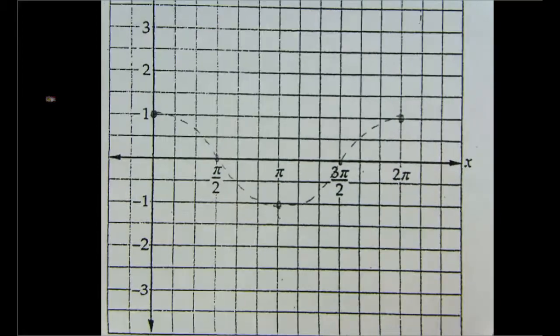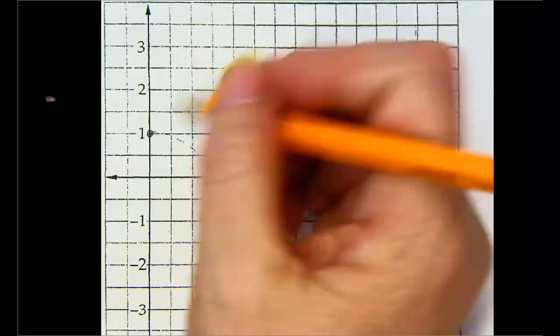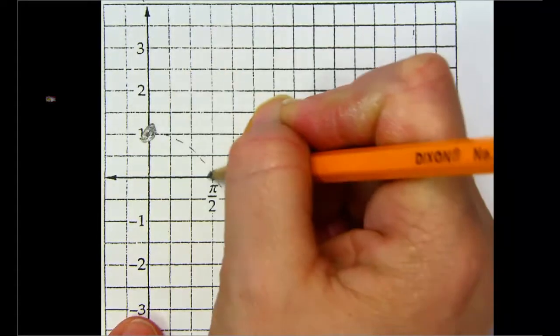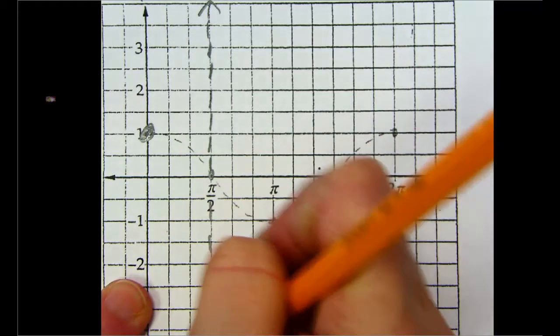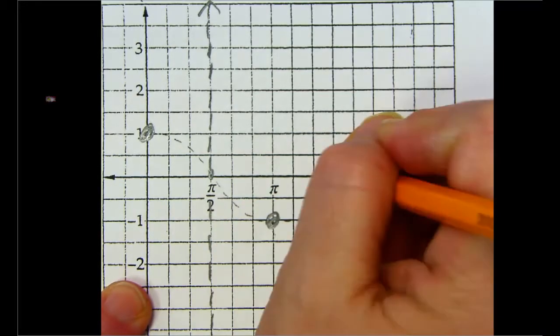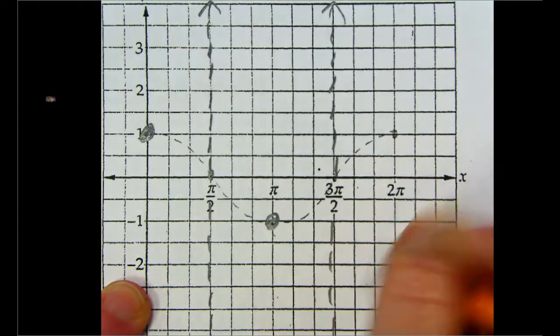So here's our parent cosine graph. To graph its reciprocal, we do the same thing. The reciprocal of 1 stays 1. The reciprocal of 0 is undefined, so I draw an asymptote. The reciprocal of -1 is -1. 0 becomes an asymptote, and the reciprocal of 1 is 1.